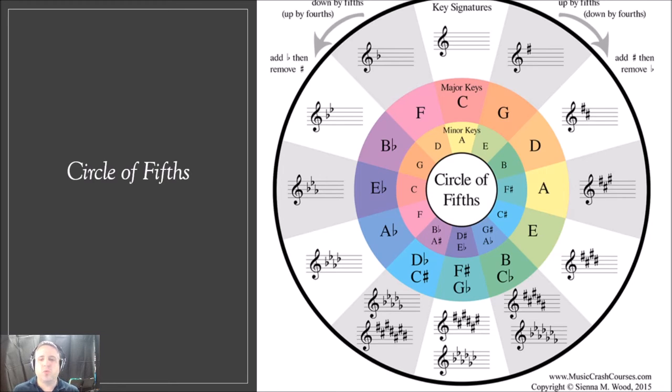You choose which way you say that based on which key you're starting in. If your piece starts in D major and then moves to B minor, you say it's moving to the relative minor. Conversely, if it starts in B minor and then moves to D major, you say it's moving to the relative major.